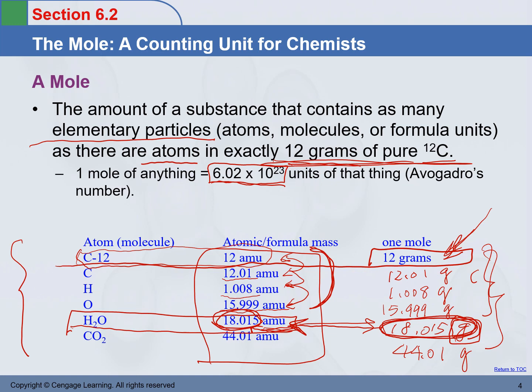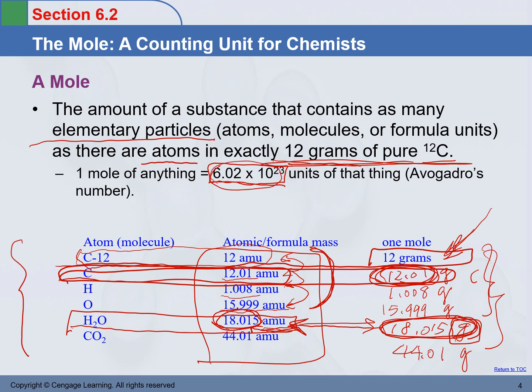That means, let's use carbon as an example. 12.01 grams of carbon, which is 1 mole, will have that many, 6.02 times 10 to the power of 23, carbon atoms. Here we linked mole, number of particles, and grams together.